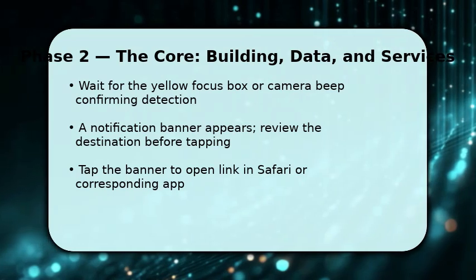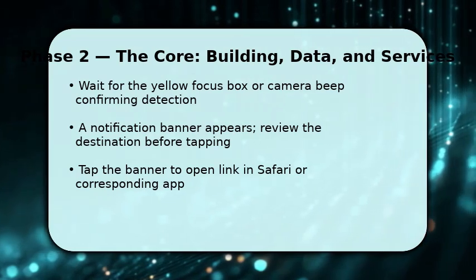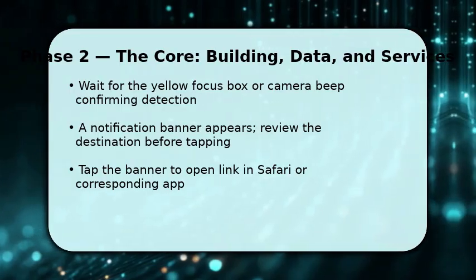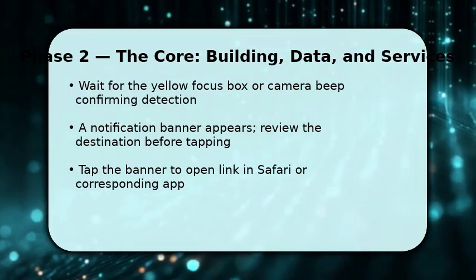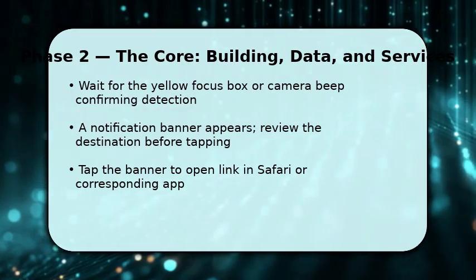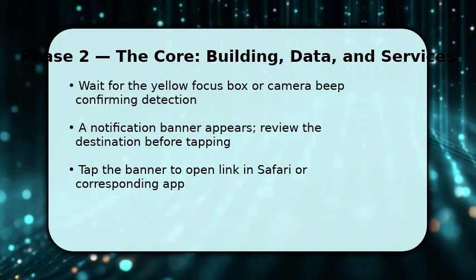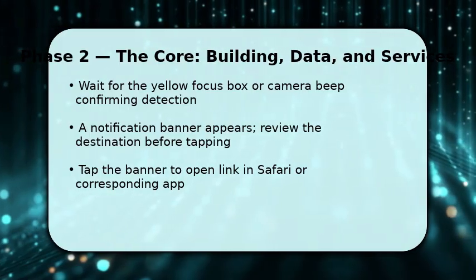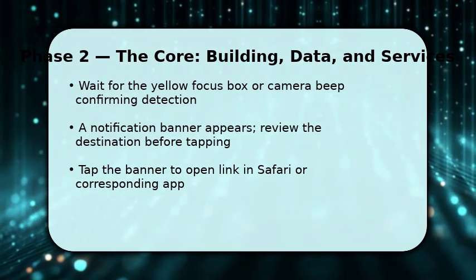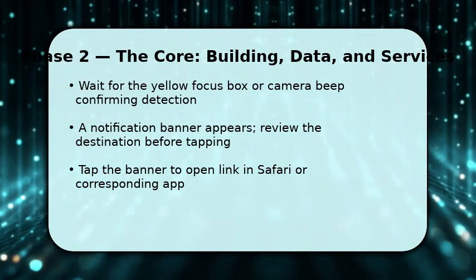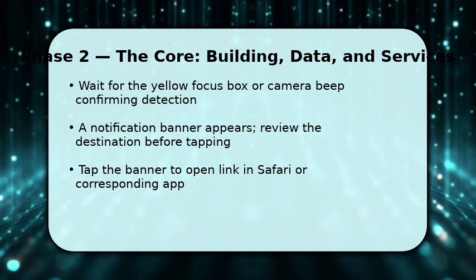Once the camera recognizes the code, you'll see a yellow focus box or hear a quick sound. That's your cue. A notification banner appears at the top of the screen showing the link or action. Review it so you know where you're being sent. Tap the banner to open the URL in Safari or the relevant app. If it's an app deep link, iOS will propose the appropriate app. This two-step lets you confirm intent and prevents accidental navigation to unsafe sites.